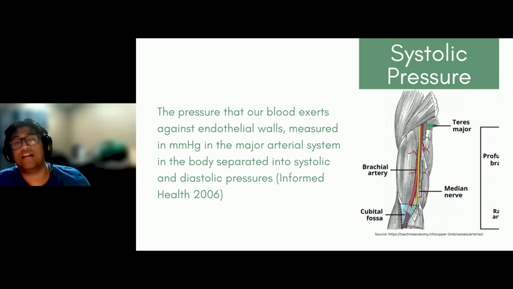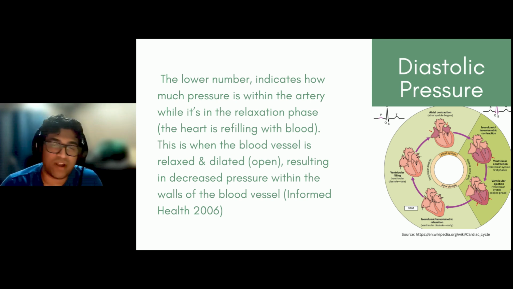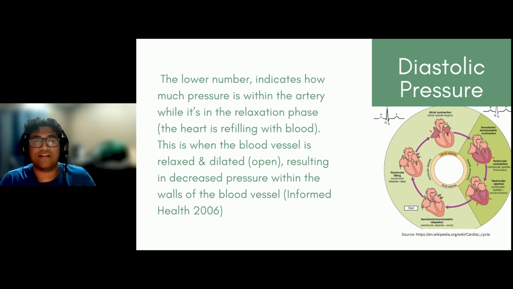Now, diastolic pressure is recorded just before the next contraction, and it's the lower number, which indicates how much pressure is within the artery while it's in the relaxation phase. And during the phase, the heart is refilling with blood. This is when the blood vessel is relaxed and dilated, or in other words, open, and it results in decreased pressure within the walls of the blood vessel.